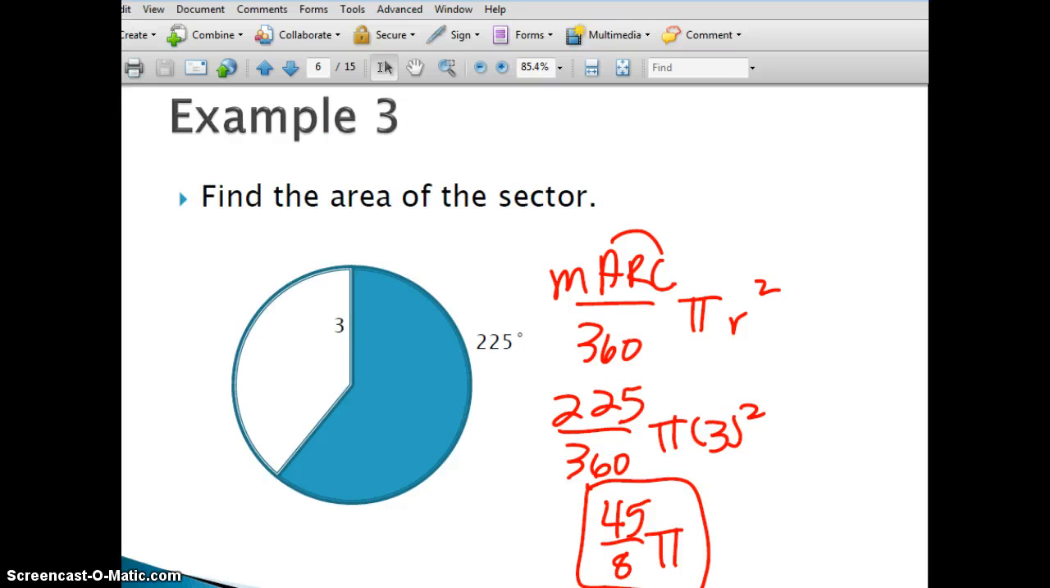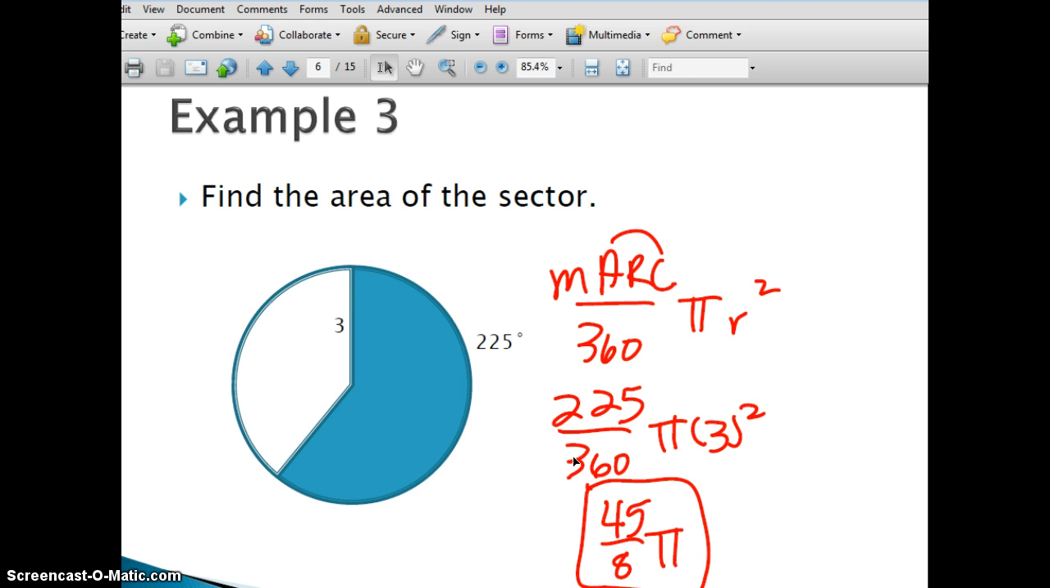Example 3, I want to find the area of this sector. So again, the shaded area is that sector. So really there's 2 ways to do this, and one is I could find the area of the whole circle, and then I could find the area of this white portion of it and subtract it off. But because we already have this arc, it's easiest if we just do 225 divided by 360, which is going to reduce down to a nice number for us. It's going to be 5/8.